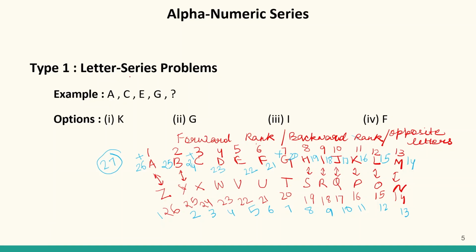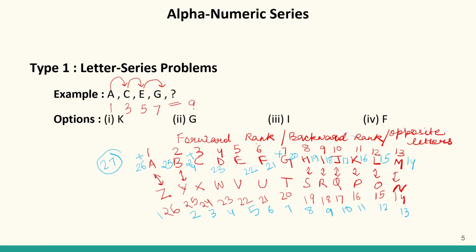Now let us see this question. It is a letter series problem. A jumps to C, C jumps to E, E jumps to G, and so on. We have to find which will be the next element in the series. A is ranked at 1, C is ranked at 3, E is ranked at 5, and similarly G is ranked at 7.